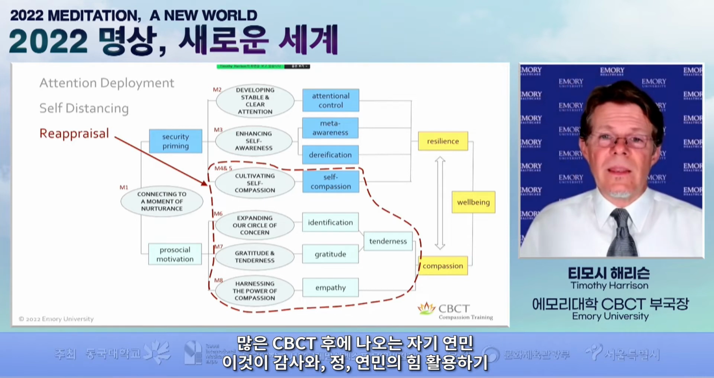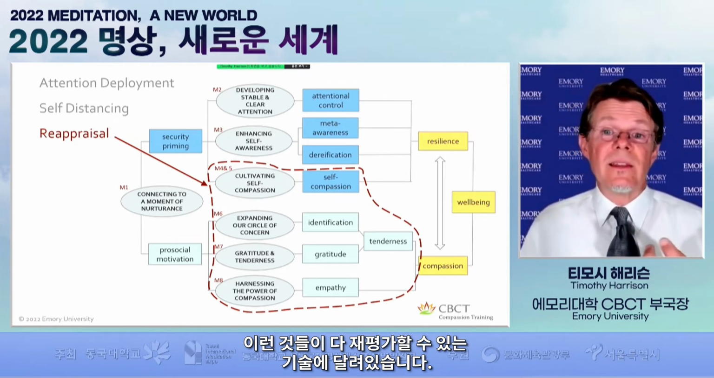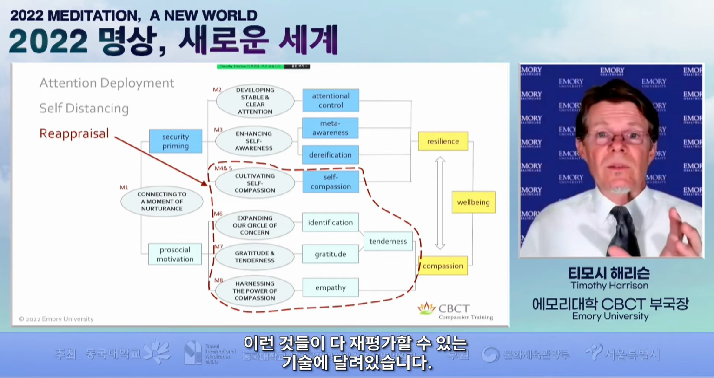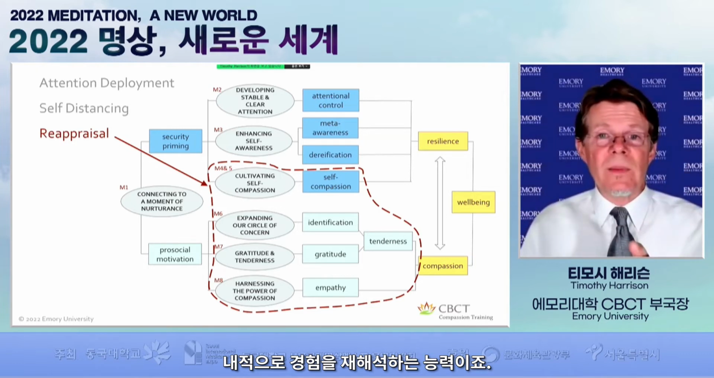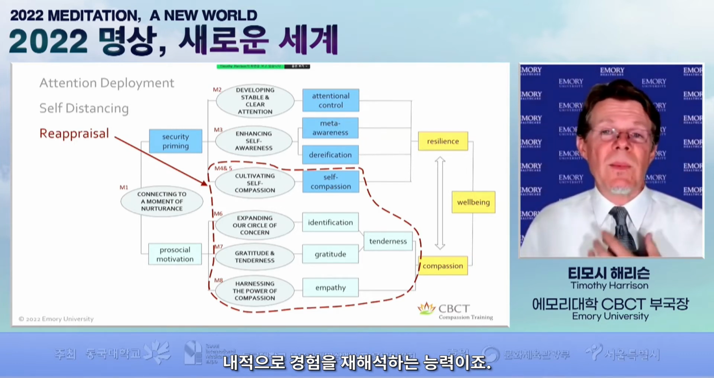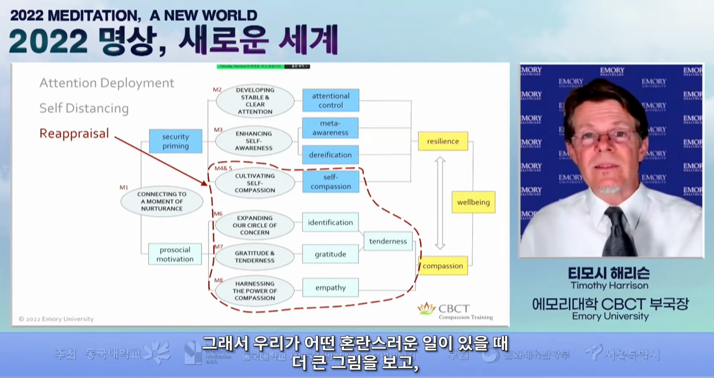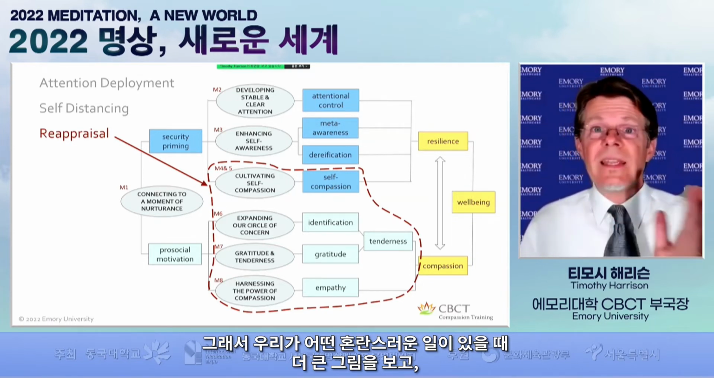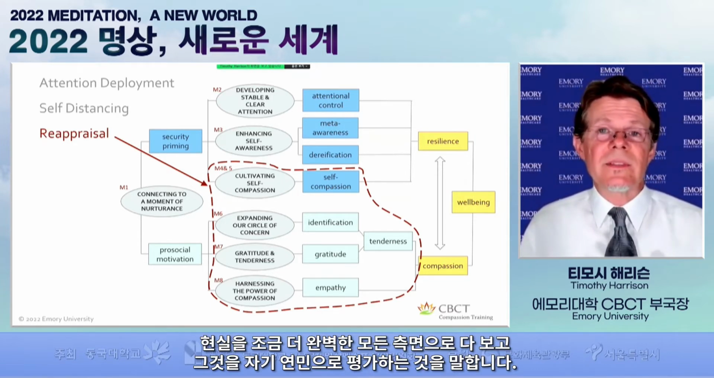Self-compassion here, and then expanding our circle of concern, gratitude and tenderness, and harnessing the power of compassion, all are focused on this capacity to reappraise, to shift the way we're interpreting the experience we're having that might be disturbing. It might be getting in the way of compassion we feel for ourselves. It might be getting in the way of the compassion we could feel for others. But by taking the bigger picture, broadening our lens, seeing things more completely from multiple perspectives, we access that compassion for self and others.